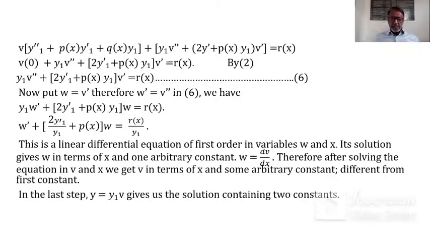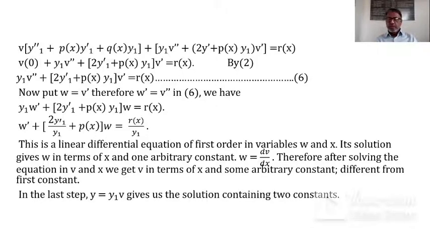And we obtain the solution in terms of w and x. Then we substitute the value of w as v dash, that is dv by dx. Then in that solution, we substitute w by v dash, meaning dv by dx. Then we obtain the first order, first degree differential equation.